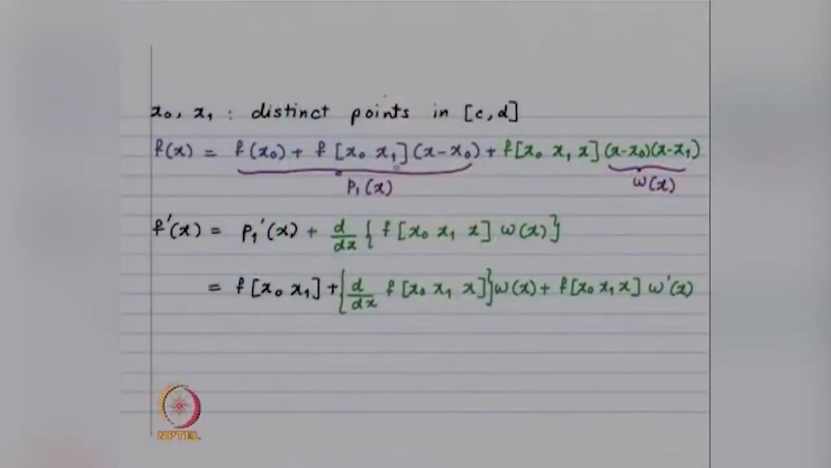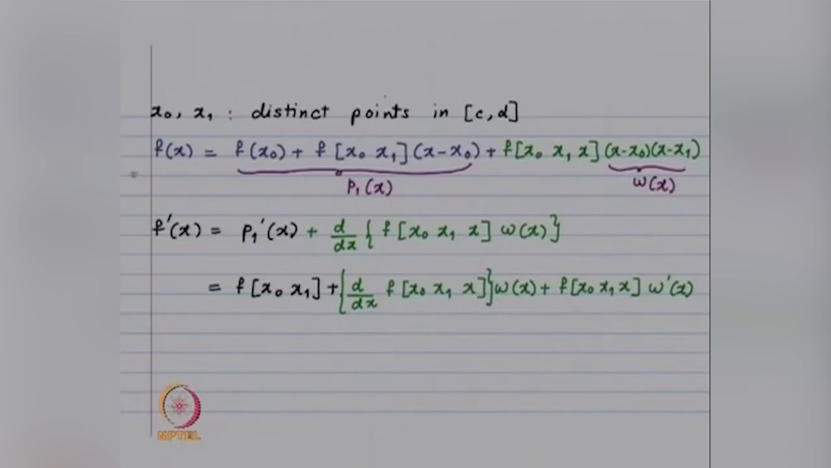x0 and x1 are distinct points in [c, d]. f(x) is equal to f(x0) plus the divided difference based on x0, x1 into (x minus x0), and then this is the error term: the divided difference based on x0, x1, x multiplied by w(x), where w(x) is (x minus x0)(x minus x1).